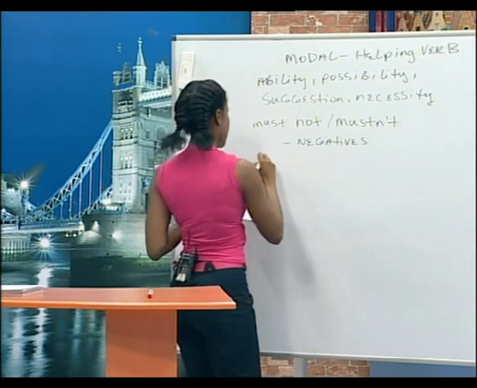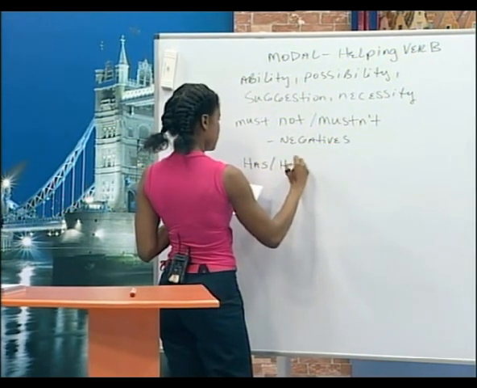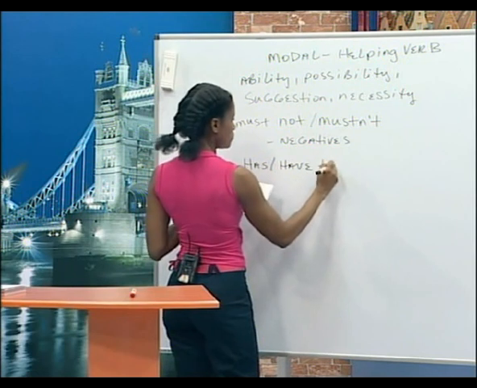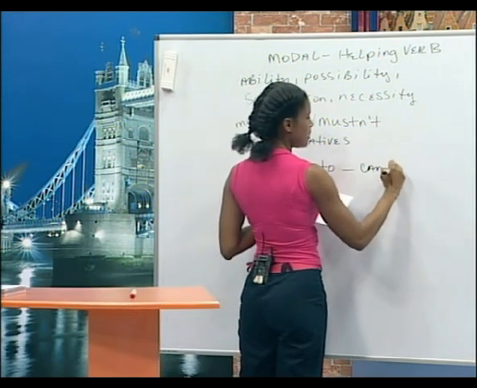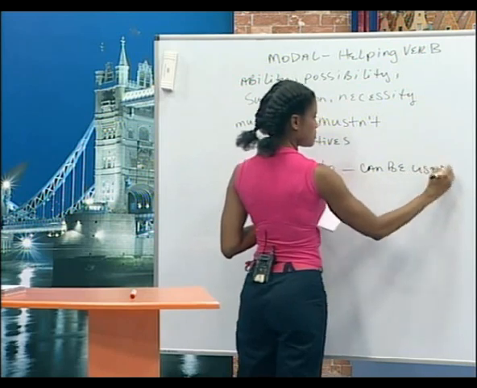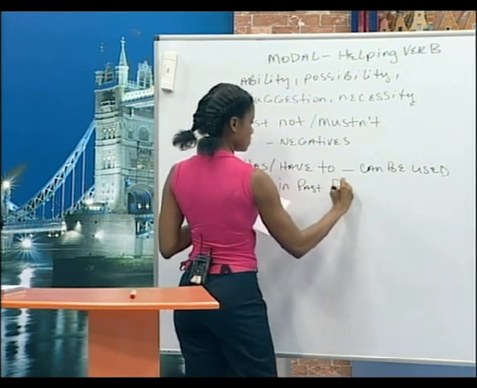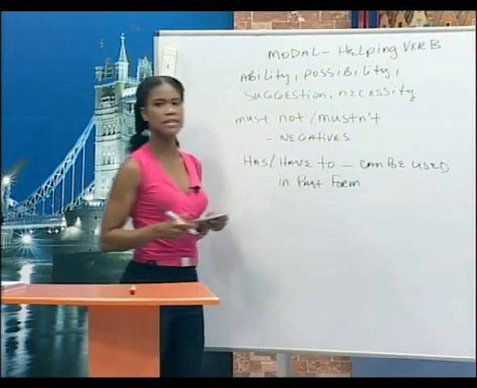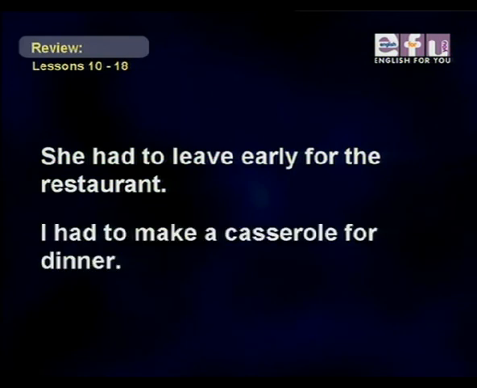Okay, now has or have to can also be used in the past form. For example, she had to leave early for the restaurant. I had to make a casserole for dinner.